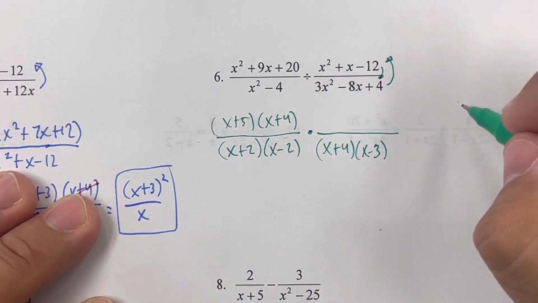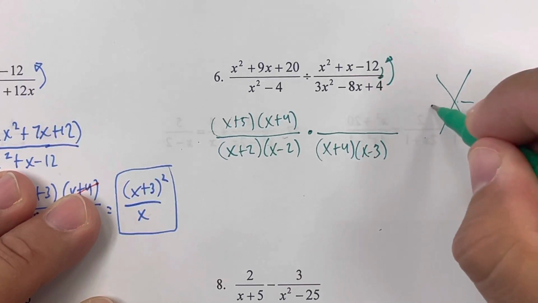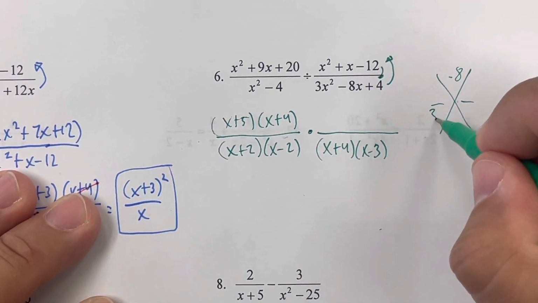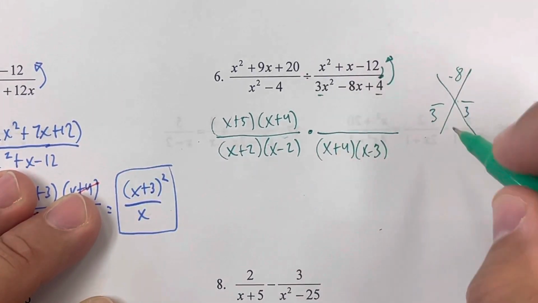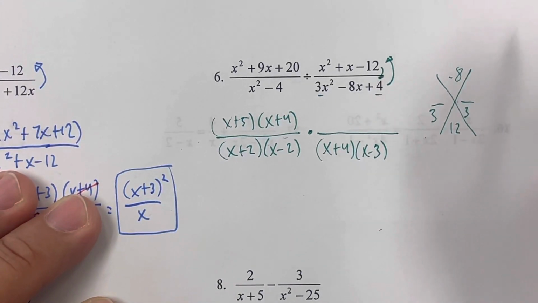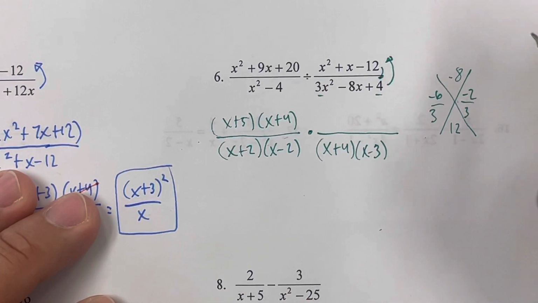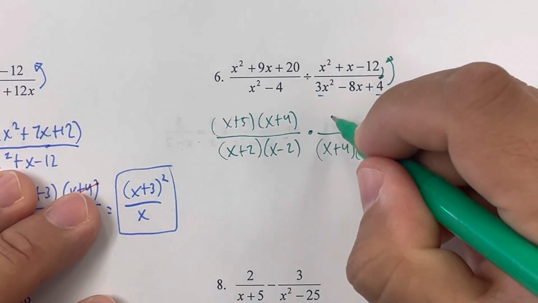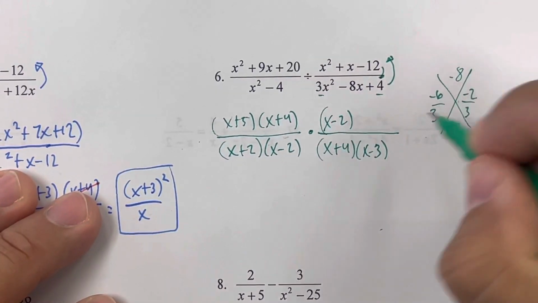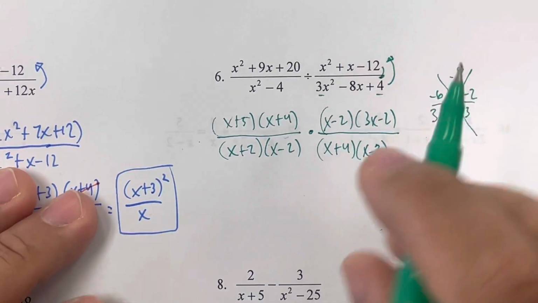Again, whenever I see an a value that's not 1, I do the x method just to verify I'm doing it correctly. 3 times 4 is 12. So this will be negative 6, negative 2. Negative 6 divided by 3 is negative 2. And this does not reduce, so 3x minus 2.